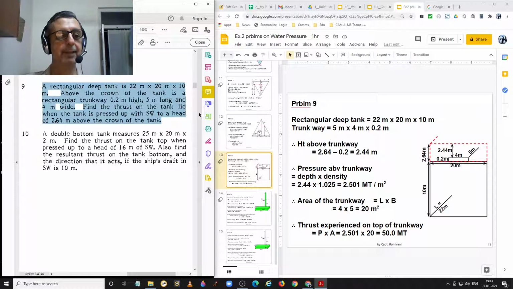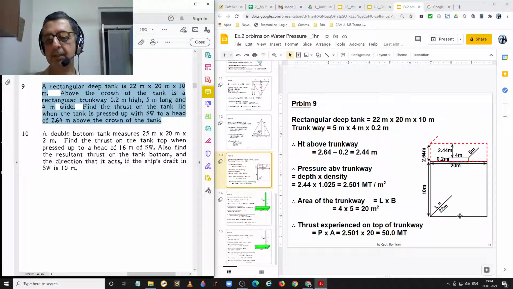Problem 9 states a rectangular deep tank is 22 meters by 20 meters by 10 meters. Above the crown of the tank is a rectangular trunkway 0.2 meters high, 5 meters long and 4 meters wide. Find the thrust on the tank lid when the tank is pressed up with salt water to a head of 2.64 meters above the crown of the tank.